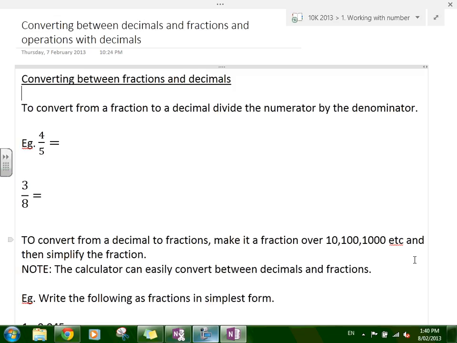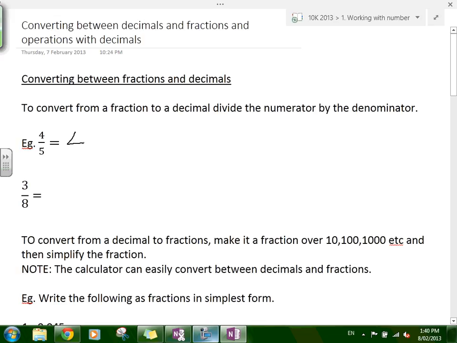Converting between fractions and decimals. To convert from a fraction to a decimal, you divide the numerator by the denominator. Right? All you're doing is you divide the numerator, the top number, by the denominator. So this one is 4 divided by 5. And if you do that in your calculator, 4 divided by 5 is 0.8.